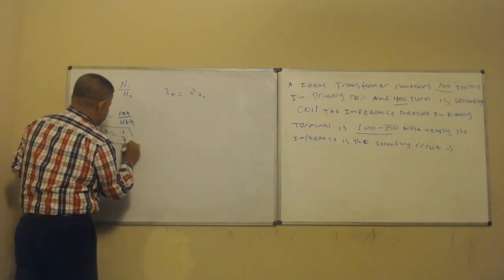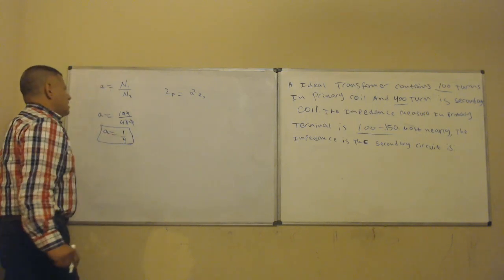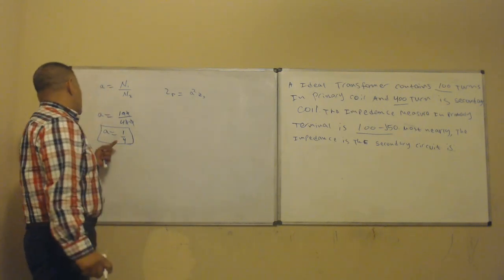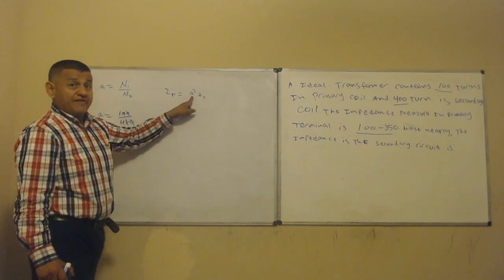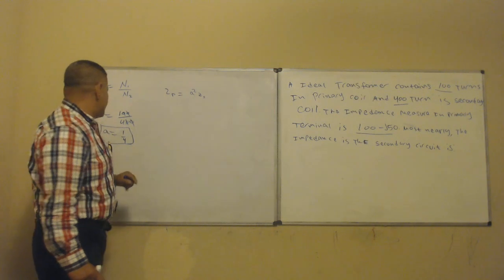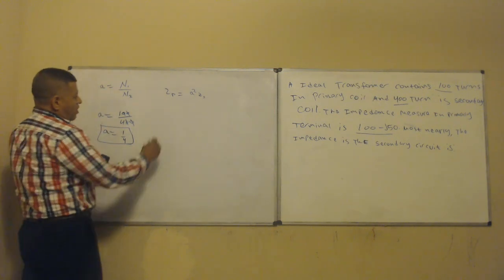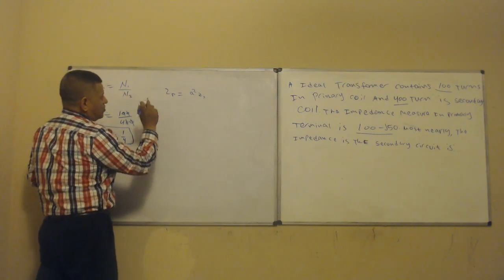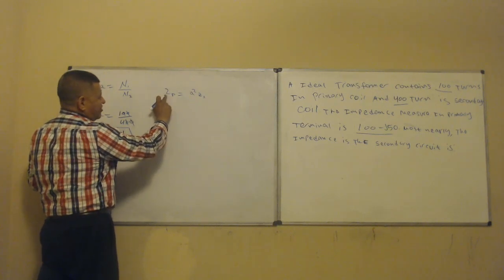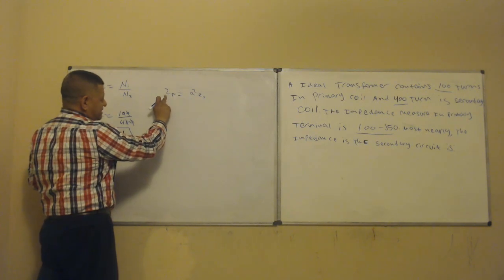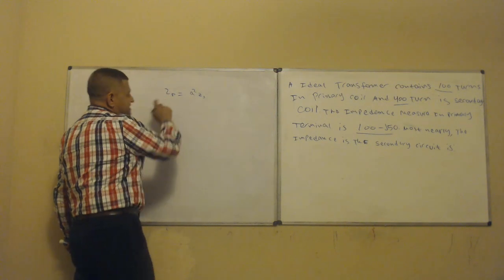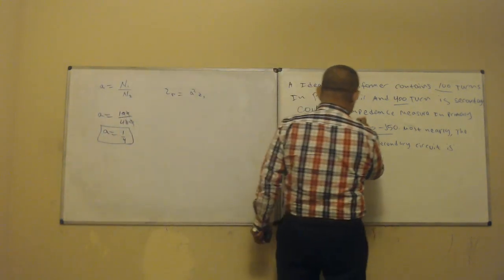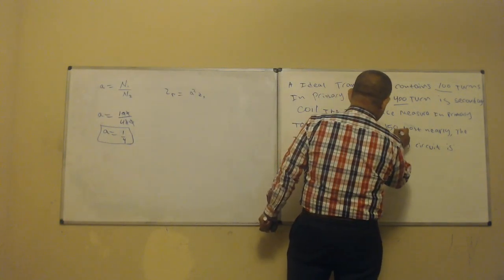So we have this A, 1/4. Now, what we do is the following. We have the impedance of the primary, so we replace this guy by this guy.